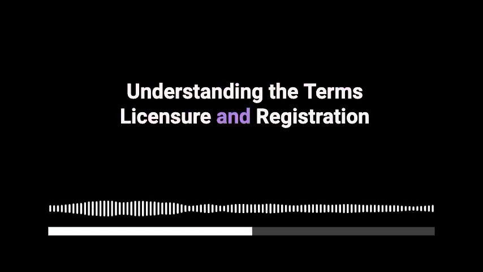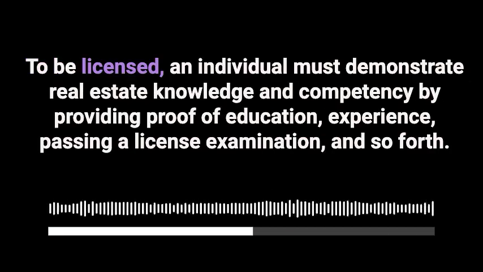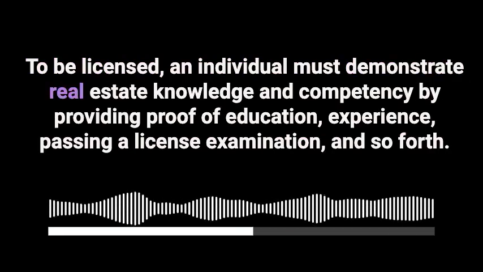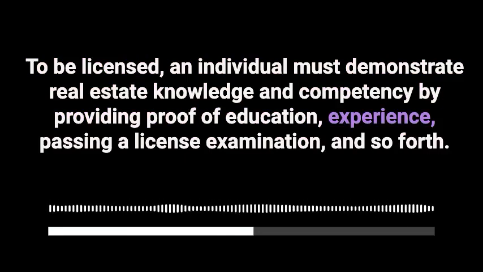Learning objective. Distinguish between licensure and registration. Registration and licensure. Understanding the terms licensure and registration. Generally, in order to perform services of real estate for compensation, an individual must hold an active real estate license. To be licensed, an individual must demonstrate real estate knowledge and competency by providing proof of education, experience, passing a license examination, and so forth.